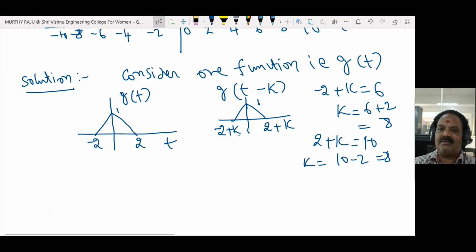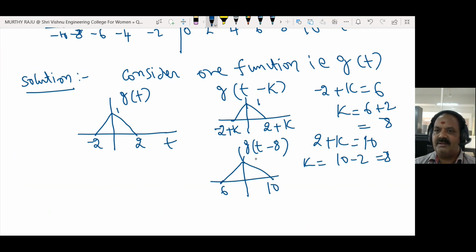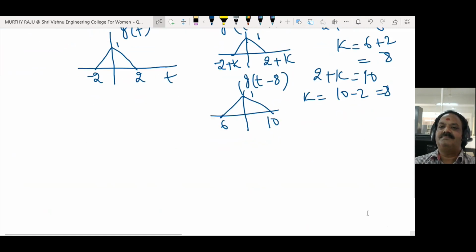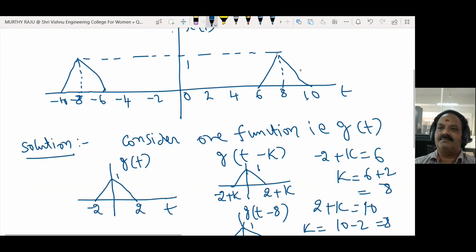Therefore, the value of k is substituted here. G of t minus k with k value 8 is g of t minus 8. Here 8 minus 2 is 6, and 8 + 2 is 10. This is the function g of t minus 8. We will get this one.